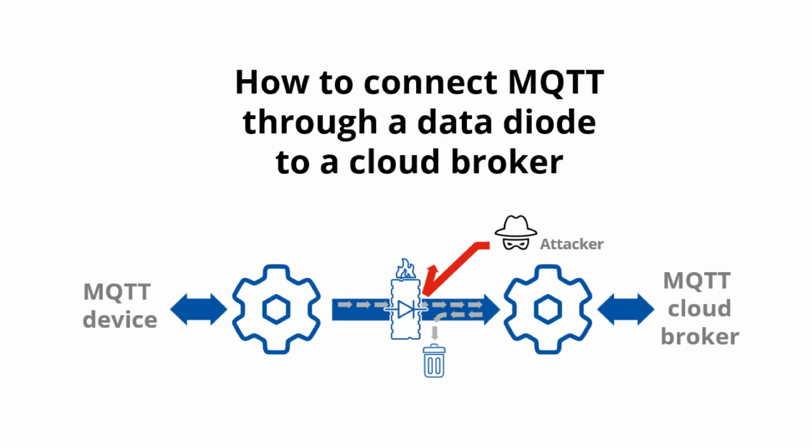How to connect MQTT through a data diode to a cloud broker, using a tunnel from inside the data diode to the cloud broker outside. A data diode protects the data source from all incoming data and external attacks.